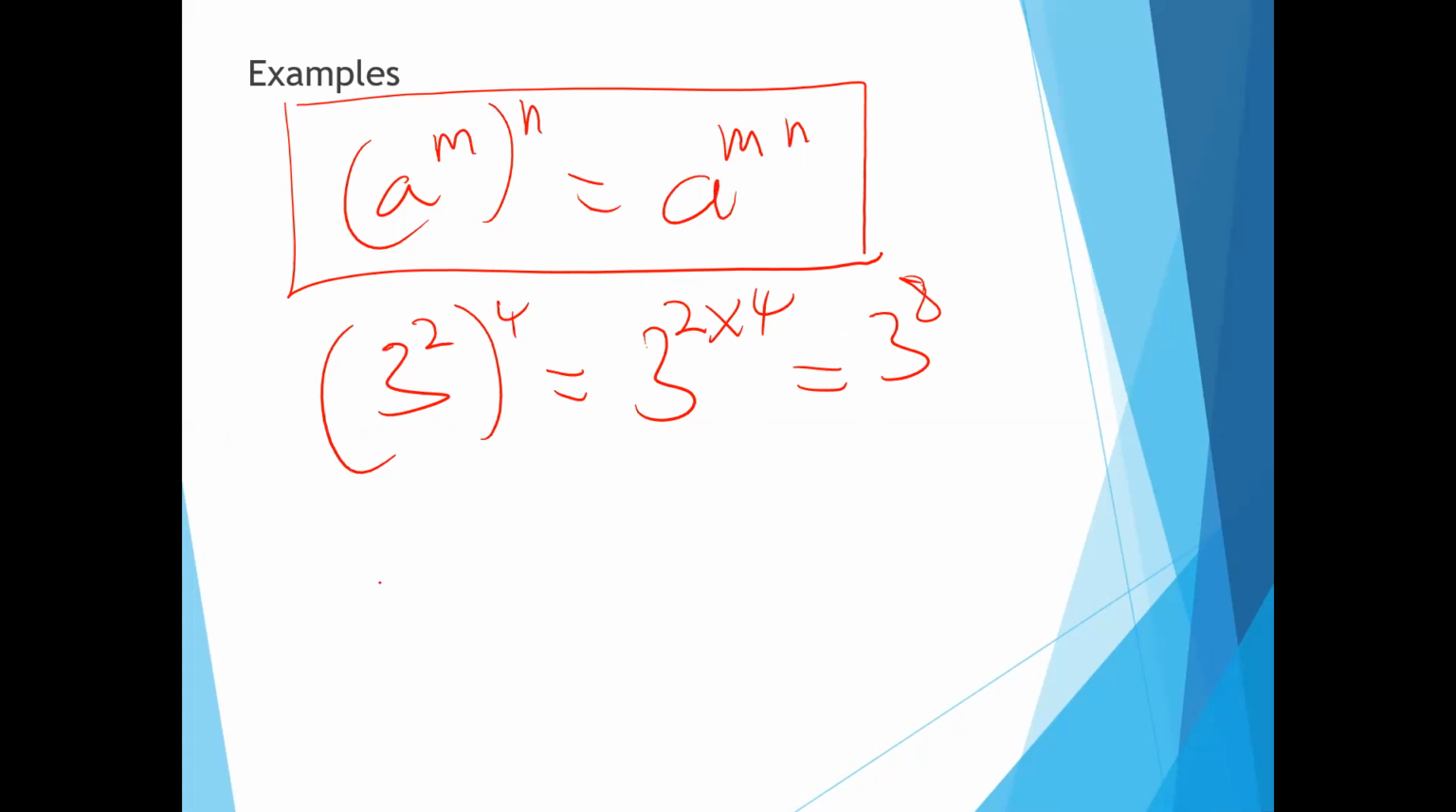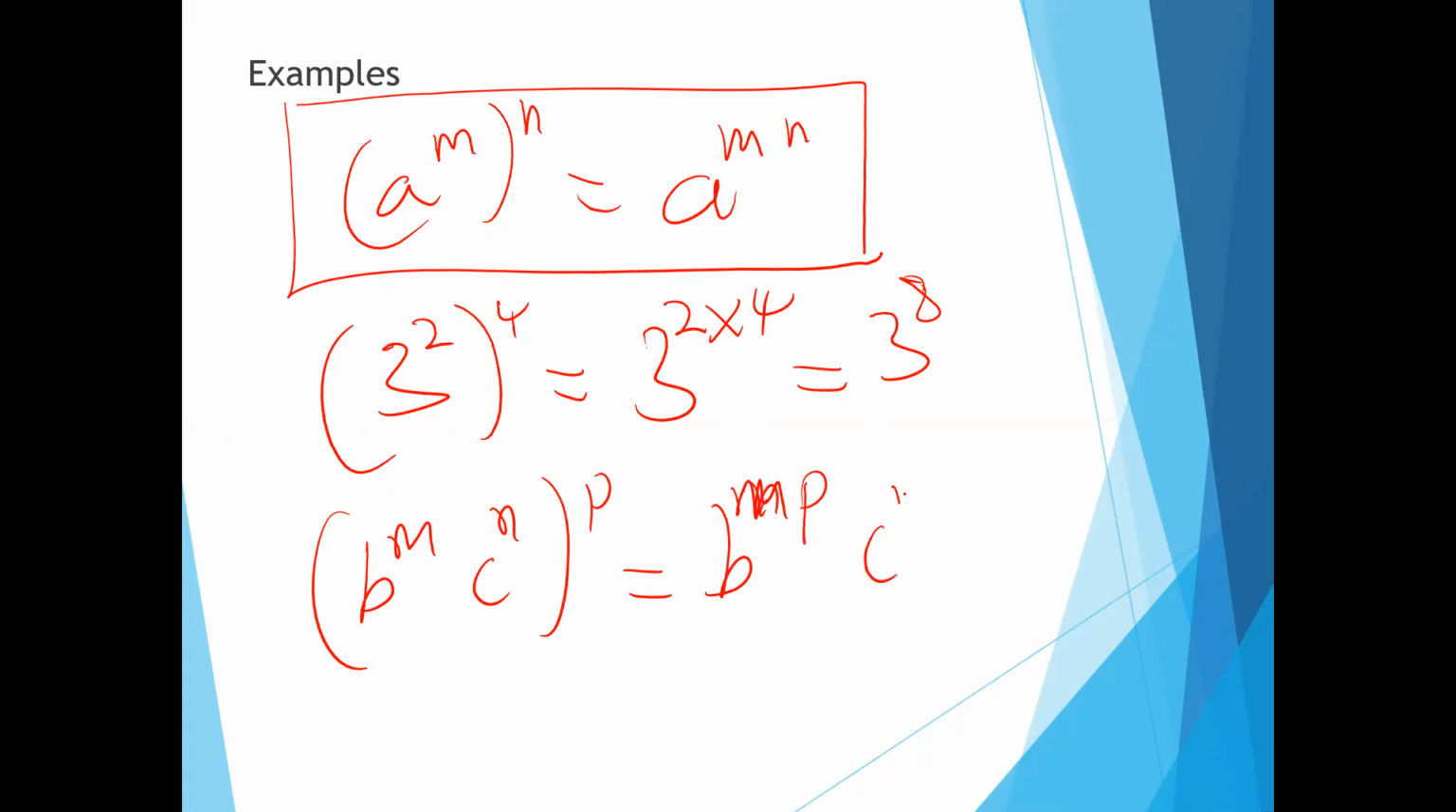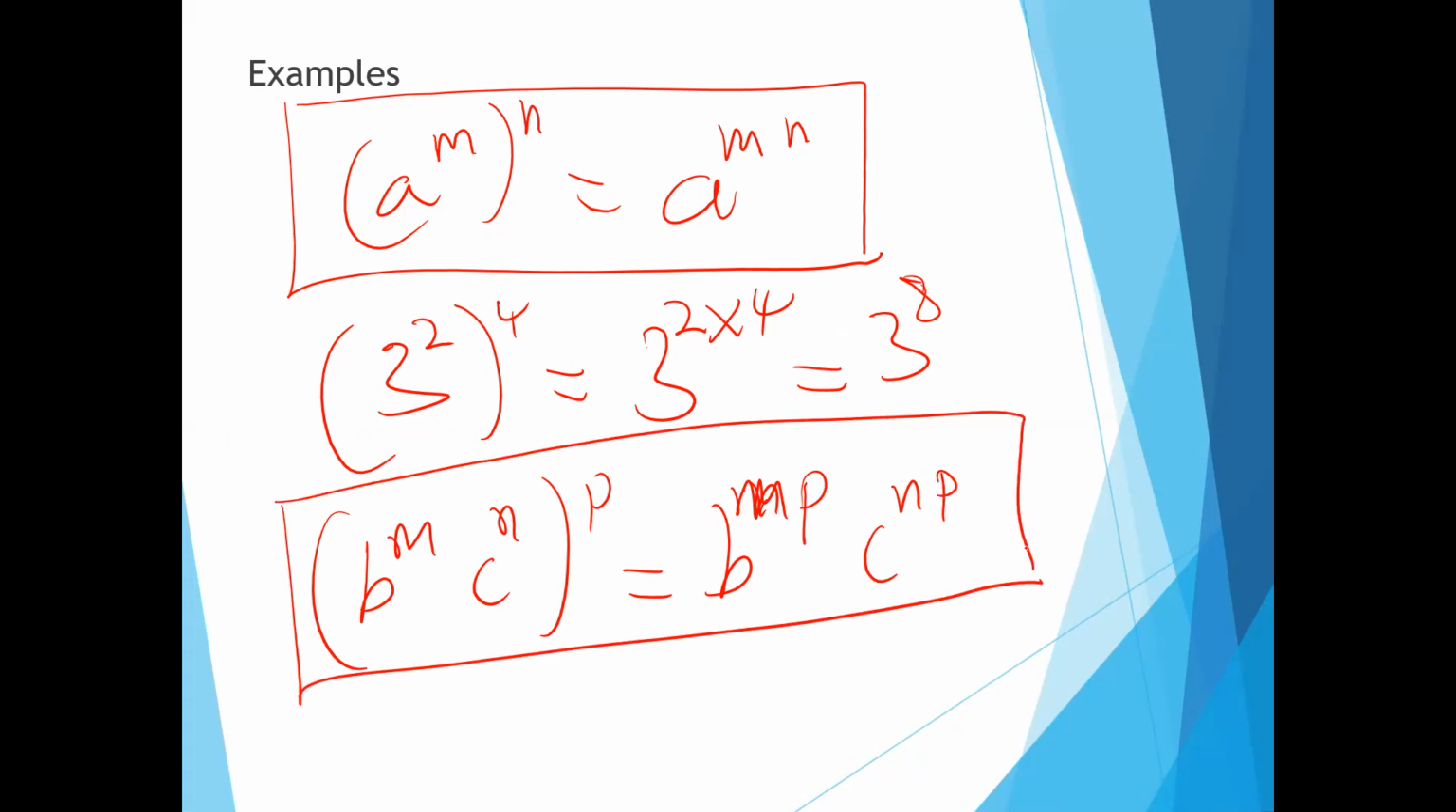We can also get b raised to the power m, c raised to the power n, and then outside we get p. So this will be b raised to the power mp, then c raised to the power np. So this is another important concept that we need to keep.